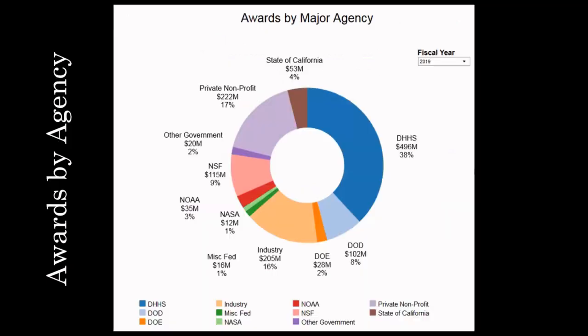So I like to put this in here. And then breaking it down by agency, I think this is an important thing to understand. So you can see here, Department of Health and Human Services is a little under 500 million, or 38% of our book of business. And a lot of that DHHS is NIH, and a lot of what we're going to cover today is NIH.